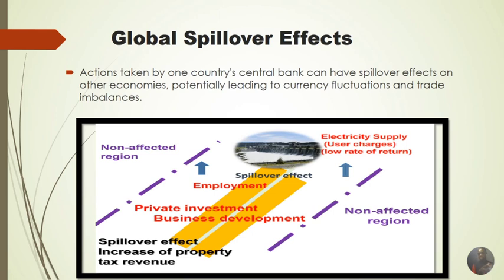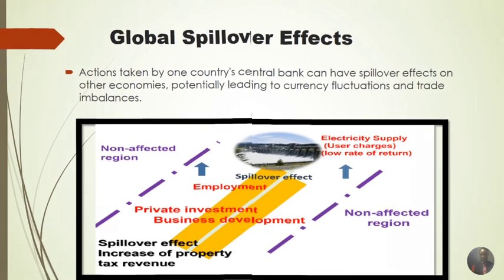potentially leading to currency fluctuations and trade imbalances, whereby currencies fluctuate to a level that the exchange rate becomes much more difficult to match and to be able to trade. The trade imbalance that you come up with affects employment. That's the problem right there.